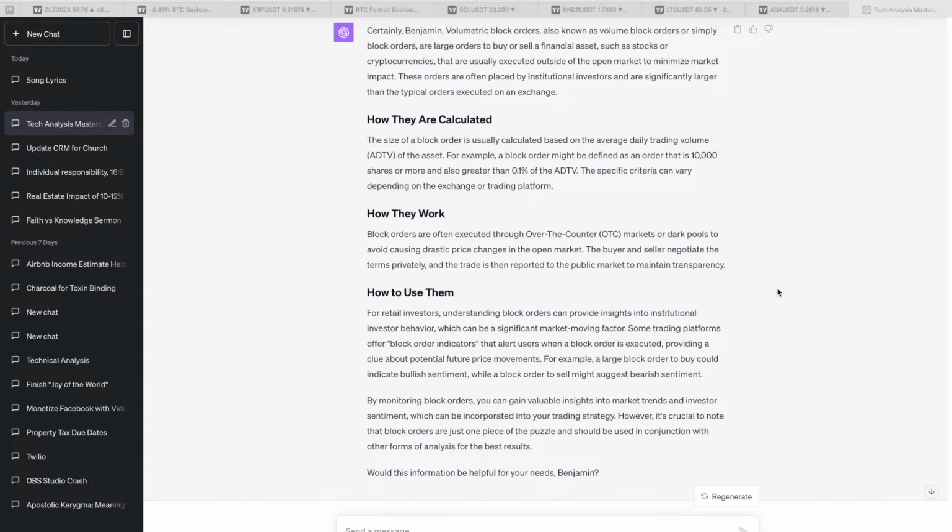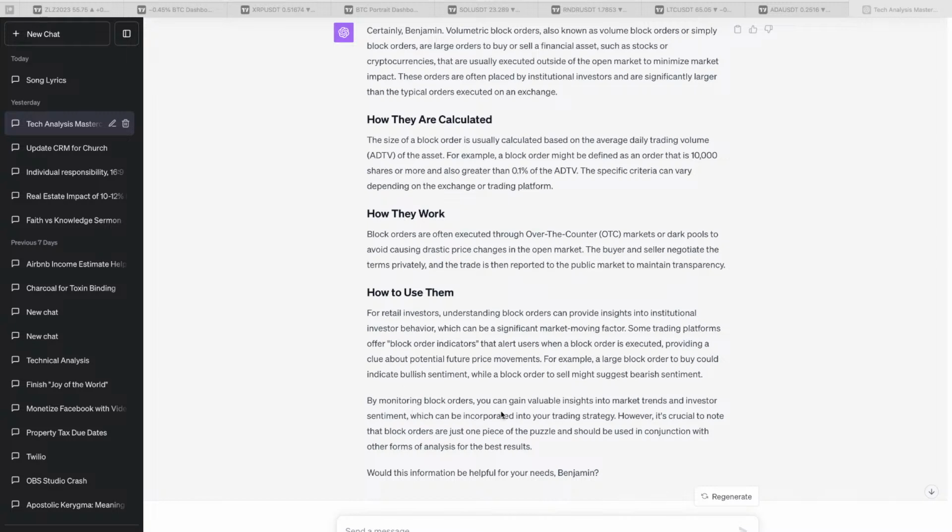To avoid causing drastic price changes in the open market, the buyer and seller negotiate the terms privately, and the trade is then reported to the public market to maintain transparency. For retail investors, understanding block orders can provide insights into institutional investor behavior, which can be a significant market-moving factor. Some trading platforms offer block order indicators that alert users when a block order is executed, providing a clue about potential future price movements. For example, a large block order to buy could indicate bullish sentiment, while a block order to sell might suggest bearish sentiment.